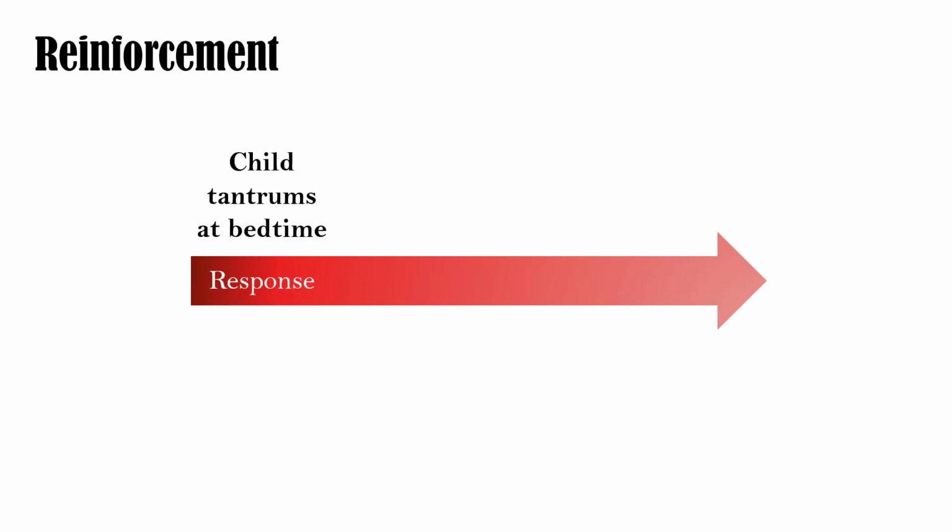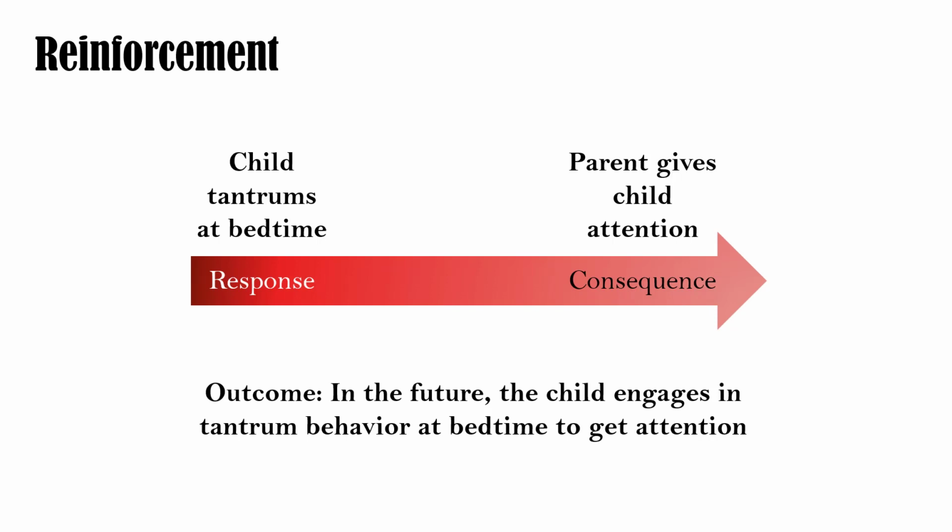Okay, so here's an example of reinforcement. You have a child that tantrums at bedtime. That's the response. That's the behavior. And the parent comes in and gives the child attention, which is the consequence. The outcome of this is that in the future, the child engages in tantruming behavior at bedtime to get attention. So this satisfies all of the parts of our definition of reinforcement. So you have a behavior, the child tantruming. After the tantrum, you have a stimulus change. So something in the environment gets added: the parent gives the child attention, and then the future probability of the behavior is increasing. So all aspects of our definition of reinforcement have been satisfied by this example. So this would be an example of reinforcement.